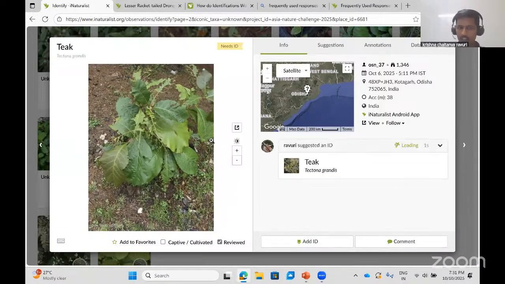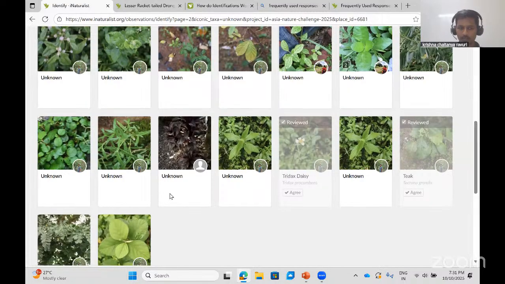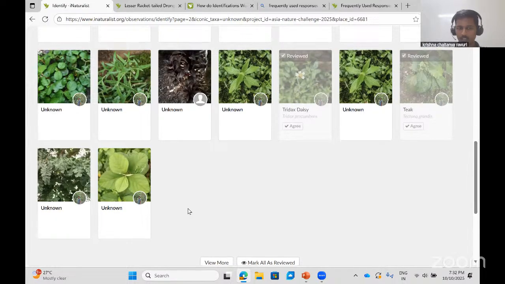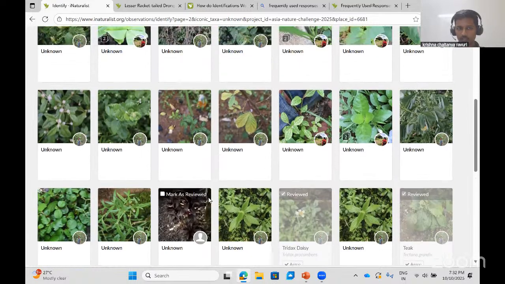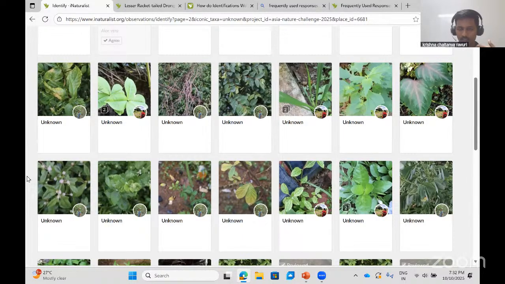So a lot of times you may not be able to identify it to the species level because sometimes there are very similar looking species which are not the same as what you're thinking it is. So when you're not entirely sure of the species level ID, you can go for a higher level ID, which is genus, or maybe very basic plants also is helpful.